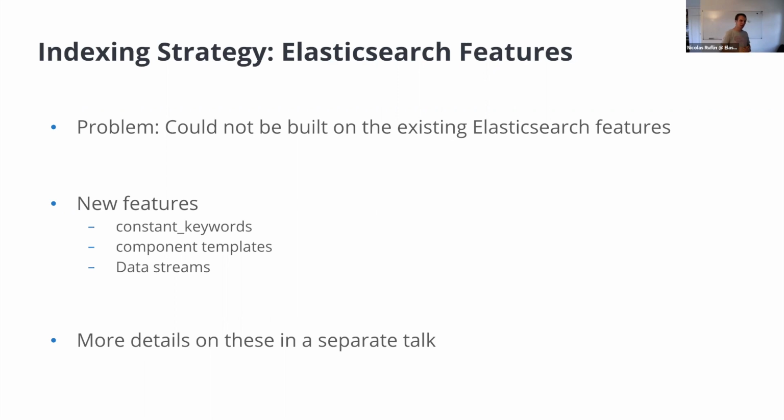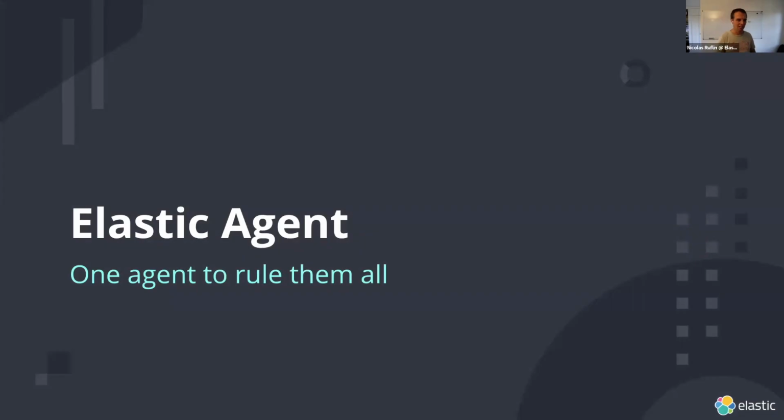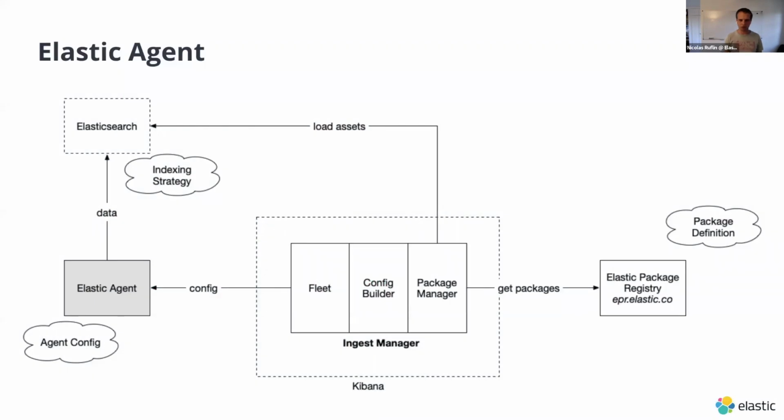Just these three things in Elasticsearch are a talk on their own. And I hope one day we're going to have a separate talk about it. But let's get back to ingest management and the Elastic Agent. So the Elastic Agent is the agent to rule them all. How does it work?